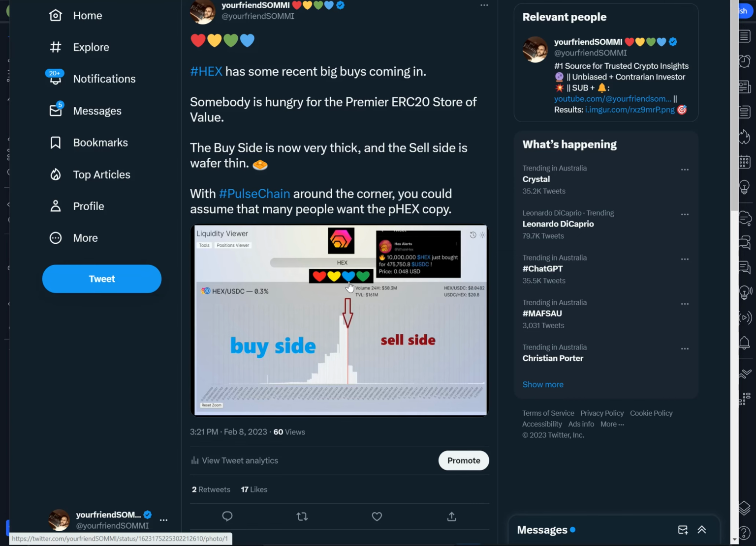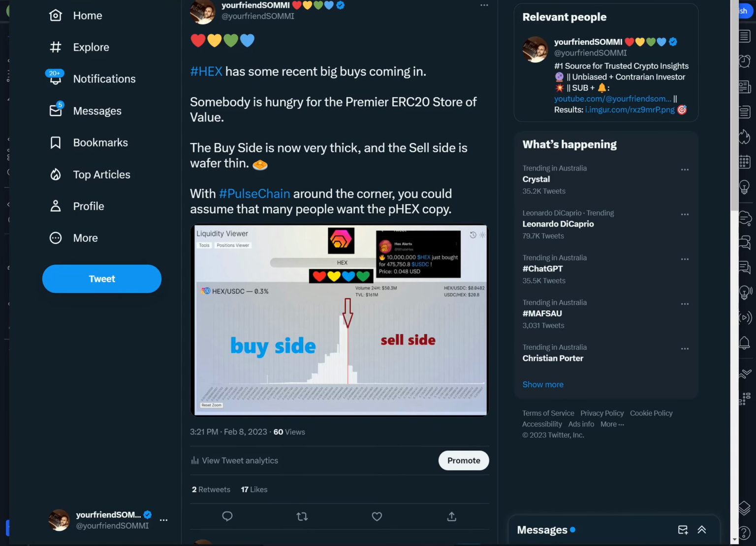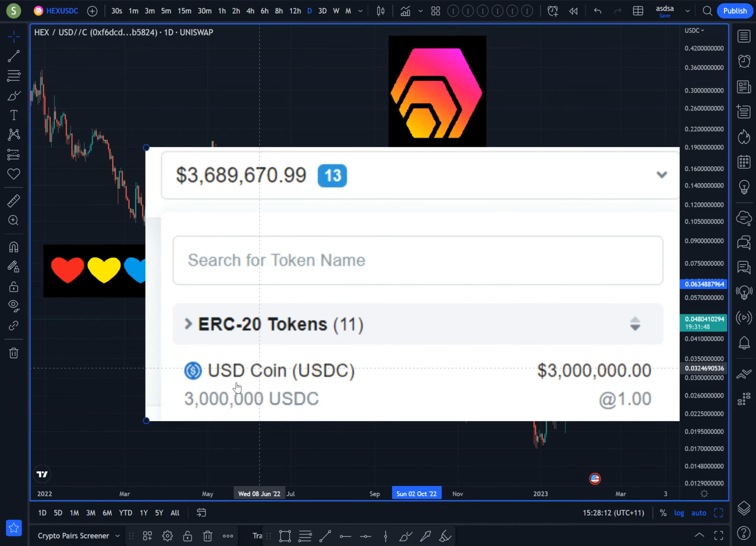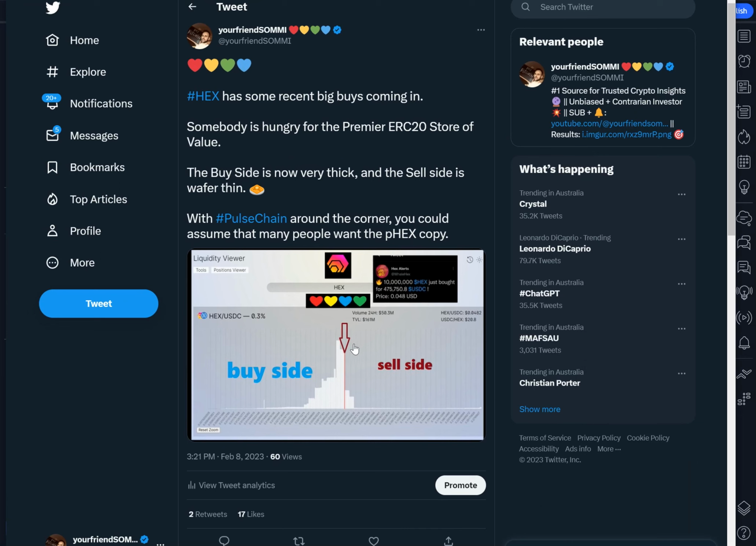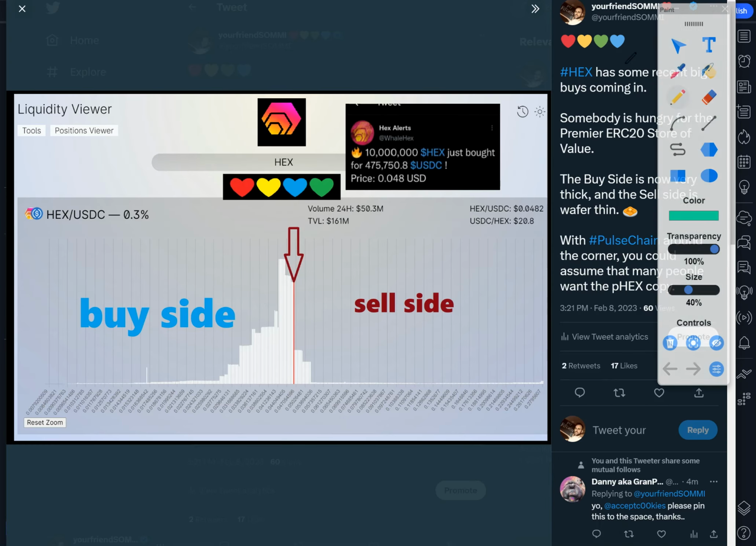So we can see this happening live, and in the top right here, I've got 10 million HEX just bought, 475k clip. If you check this person's wallet, they have 3 million USDC. That's right, 3 million. So look at this. This is a snapshot quickly, 3 million USDC. Okay, so you can see the big, fat, thick bids are here.